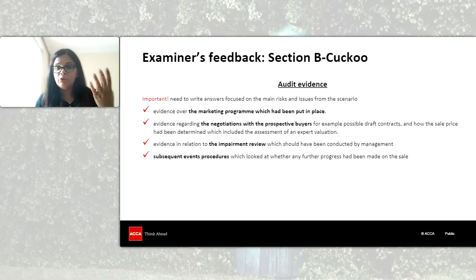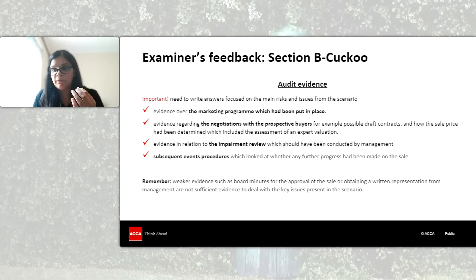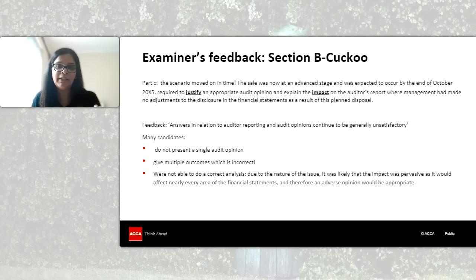Finally, when we were talking about audit evidence for part B, which was linked to your matters to consider, again, the focus was you have to write evidence which is better quality. So focusing on the main risks, getting evidence that the negotiation is actually happening, getting the impairment view, and then obviously auditing that impairment review, looking at post-year-end events to make sure that the sale is progressing. So the examiner said that students who had written stuff like just board minutes and written representations were not able to get the available marks.